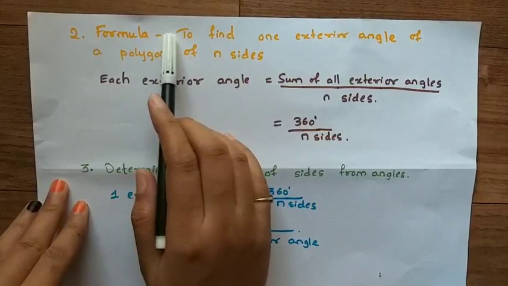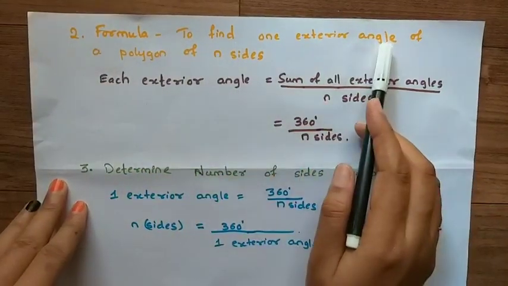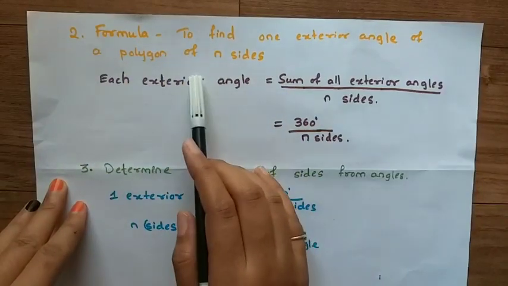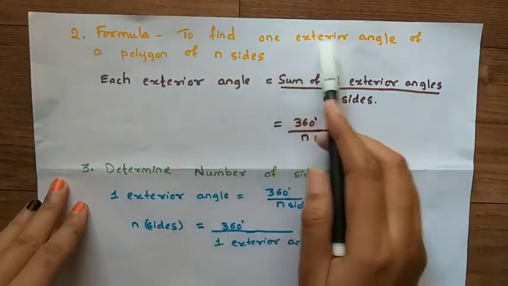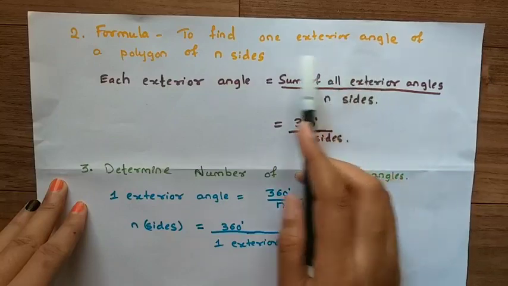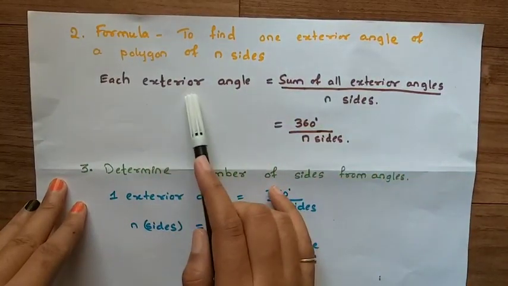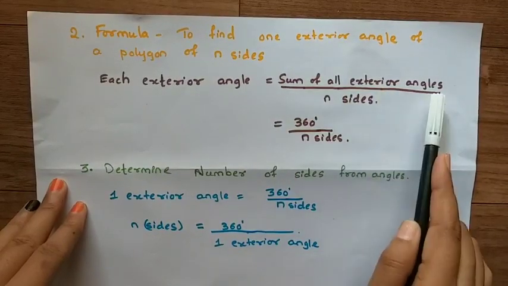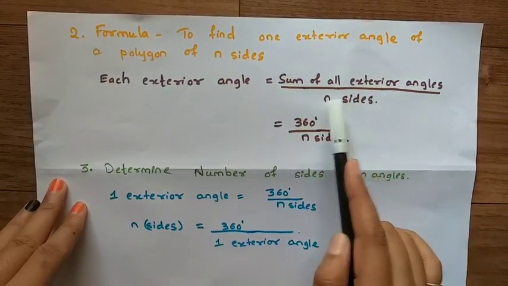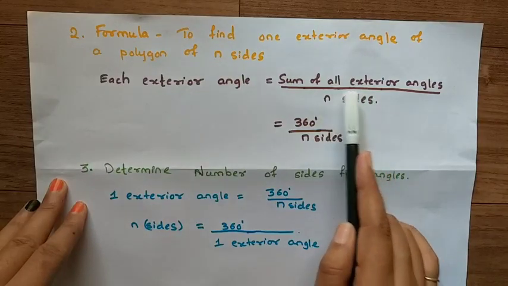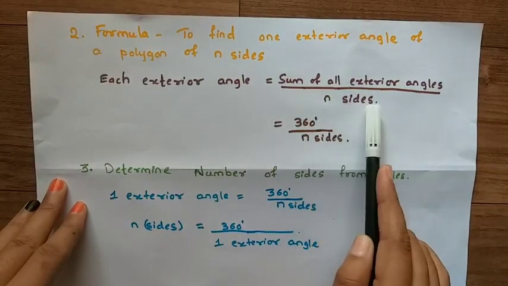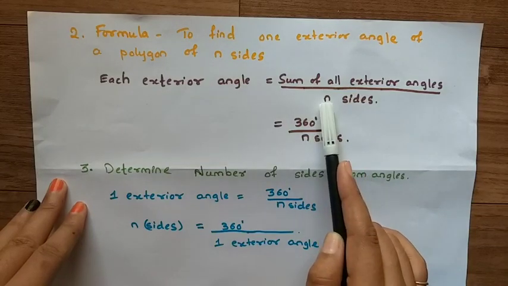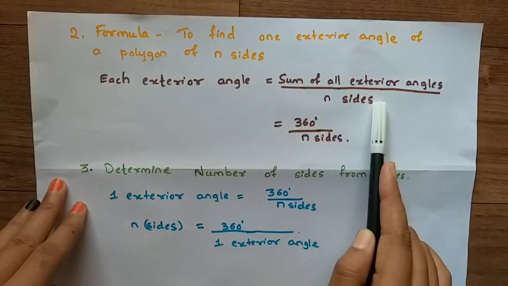The second formula is to find one exterior angle of a polygon of n sides. It may be any polygon, and we can easily find the exterior angle. The formula is: one exterior angle, meaning each exterior angle, is equal to the sum of all exterior angles divided by n sides. Here n means the number of sides. It may be 9 sides, 10 sides, or 7 sides, so it is called n sides.